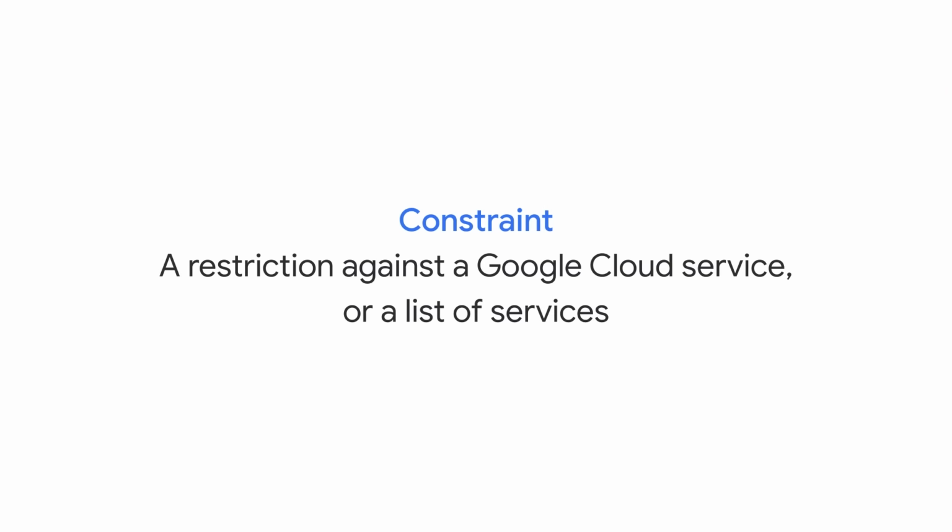A constraint is a restriction against a Google Cloud service or a list of services. You can think of a constraint as a blueprint that defines what behaviors are controlled. Once you apply a constraint to an organization, folder, or project, the Google Cloud service mapped to the constraint will enforce the restrictions you've configured. Let's explore some constraints you can configure using Organization Policy Service.